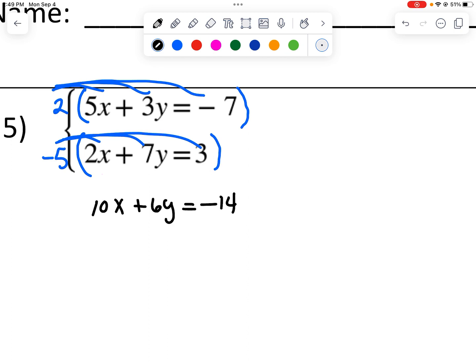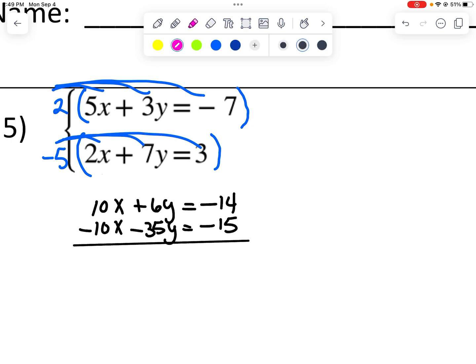The second equation times negative 5 is negative 10x. Negative 5 times 7y is negative 35y. Negative 5 times 3 is negative 15. That is the second equation multiplied by 5 and taken the opposite of. The reason I did that is now, right here, those cancel. Winner, winner, chicken dinner, life is good. This is negative 29y equals negative 29.